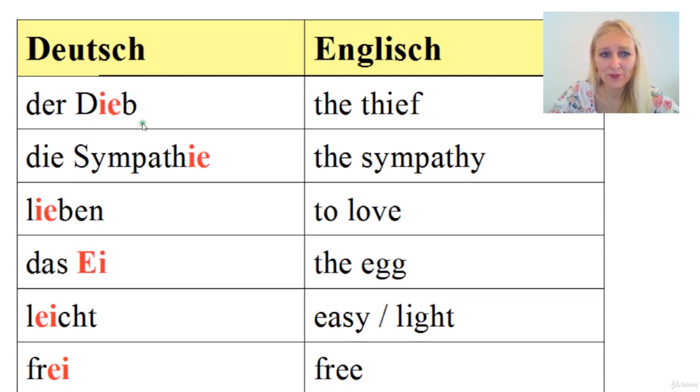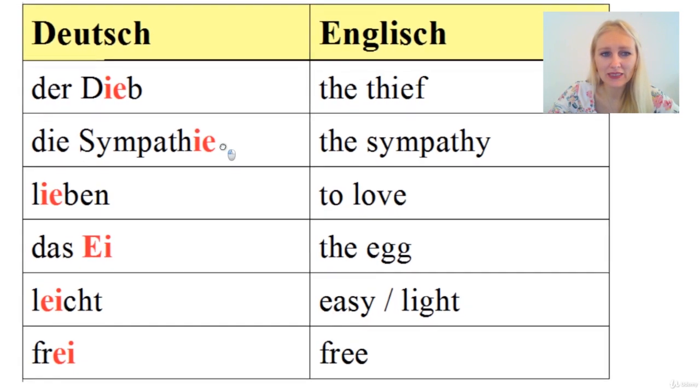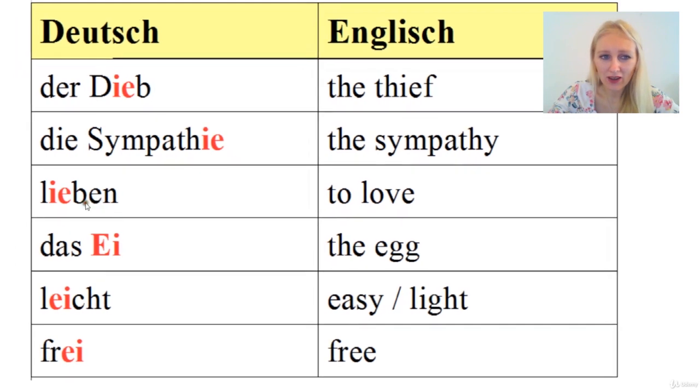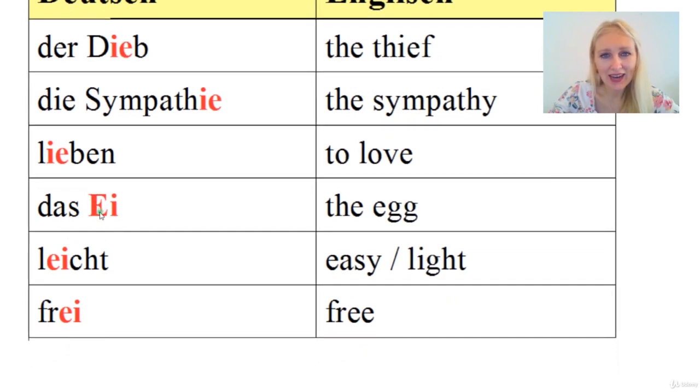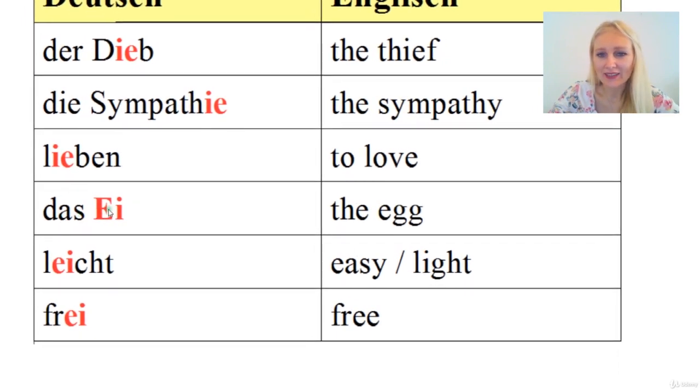Okay, der Dieb. Die Sympathie. Here you also have an IE, so it's a long I. Die Sympathie. Lieben, to love, lieben. Okay, so you don't say it any other way, it's lieben. The German L is also very soft, right? In some languages, like in Russian, it's very strong. In German, it's very soft. Lieben.